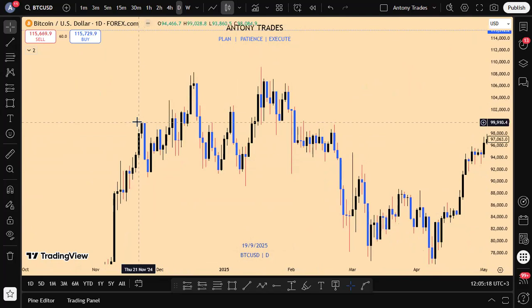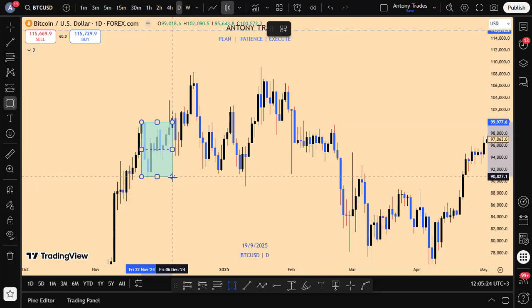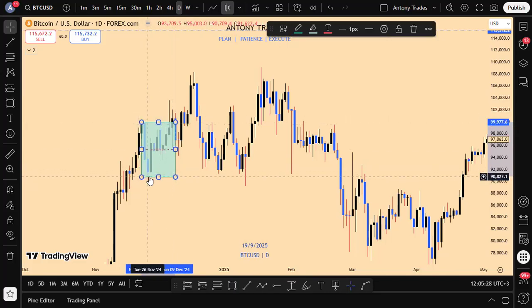So what is the order flow? The order flow is this pullback. You see this pullback? Let me use this box. This is our order flow, the high and the low. Until either of them is broken, we are still in this order flow.